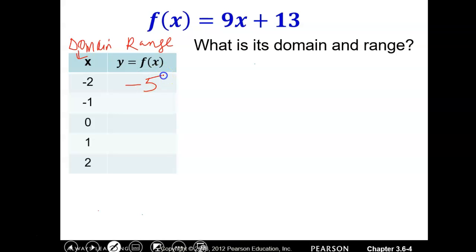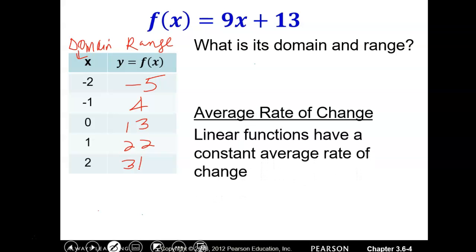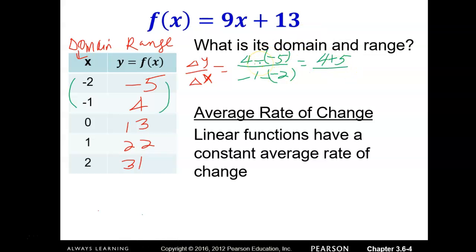So the range will be negative 5, 4, 13, 22 and 31. What is the average rate of change? Average rate of change is slope, that is the change in y over change in x, so vertical change over horizontal change. If we take any of these pairs, we can do 4 minus negative 5 over negative 1 minus negative 2. So that will be 4 plus 5. When you subtract an integer, you add its opposite. So negative 1 plus 2, that will give us 9 over negative 1, which is negative 9.